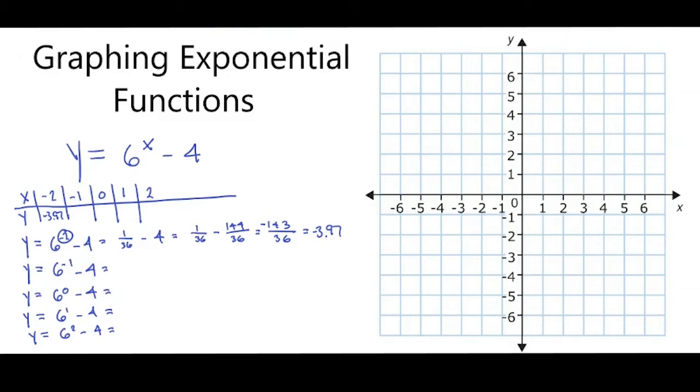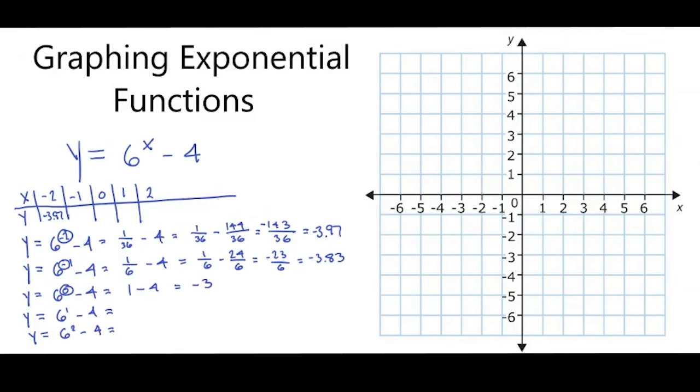All right. Next, I have 6 to the -1. That negative puts the 1 over the 6. And then minus 4. Well, 1/6 minus 4 is going to be 1 over 6 minus 24 over 6, which is -23 over 6. And that's going to be -3.83. Next, this 0 exponent will make that 1, and then it's 1 minus 4, which is -3.